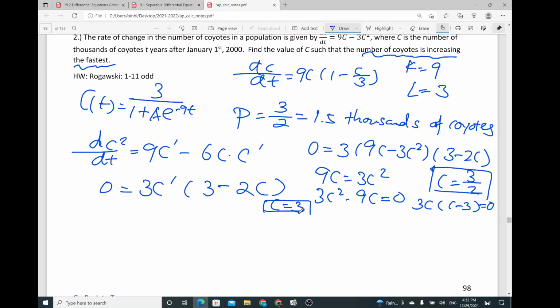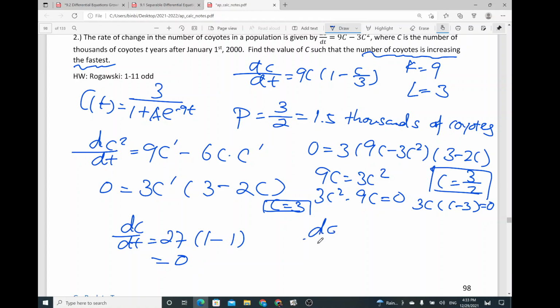For this one you might want to use the second derivative, or just plug a number back into the first derivative and find out what that is. So plug in 3 to check for the fastest rate of change. dC over dt: 9 times 3 is 27, and then 1 minus 3 over 3, that's 1 minus 1, which is 0. So this one would be the slowest rate of change. It is 0, there's no rate of change there.